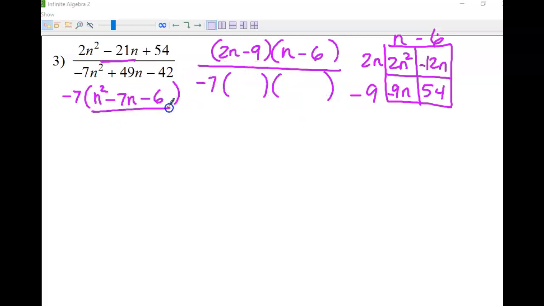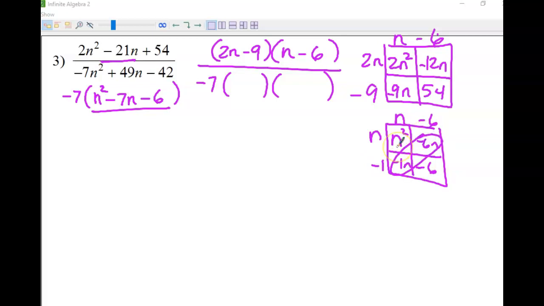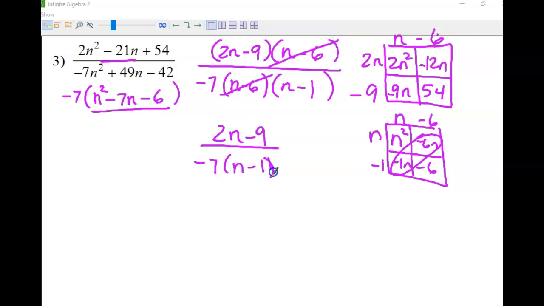So now I'm going to do the box on what's left. And those make negative 7. So n minus 6 and n minus 1. All right. To reduce this thing, basically all we do is cross that off. And we're good to go. That's all you need to do.